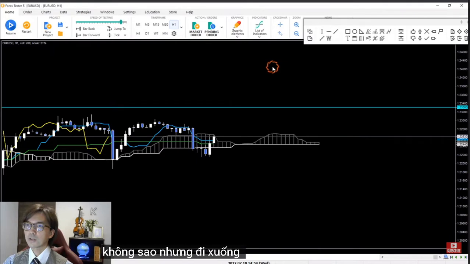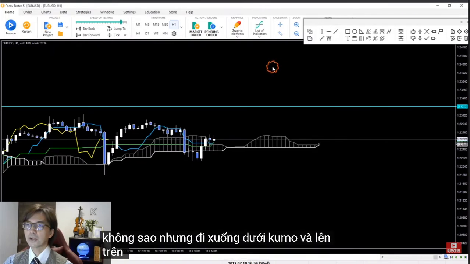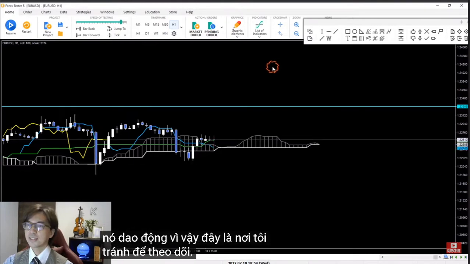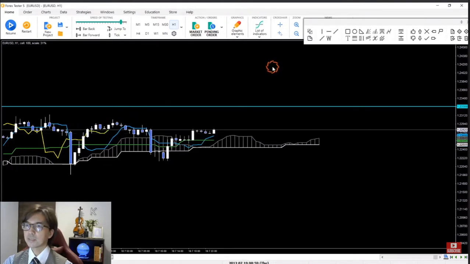Okay, but it goes below the Kumo and up above the Kumo. It's ranging, so this is where I avoid taking trades. It's been still ranging.